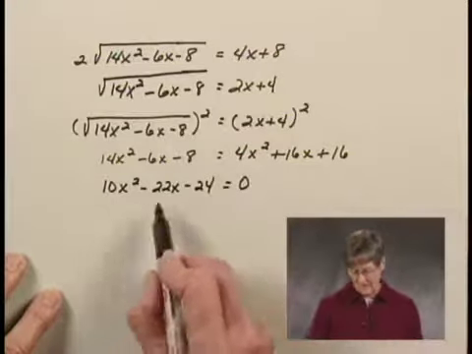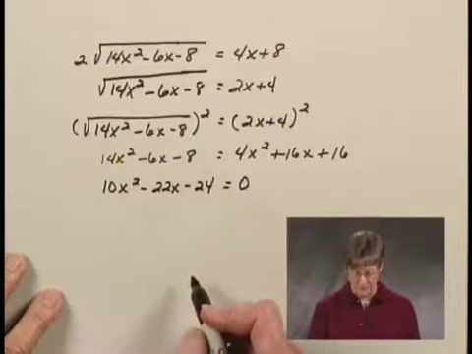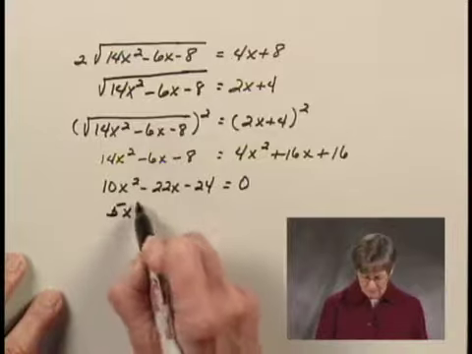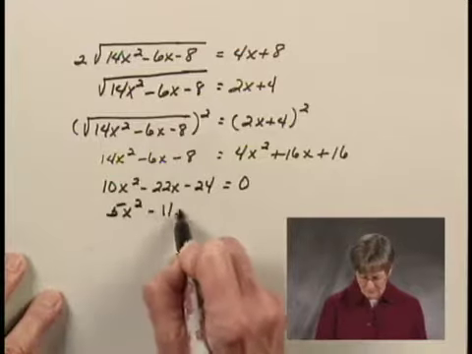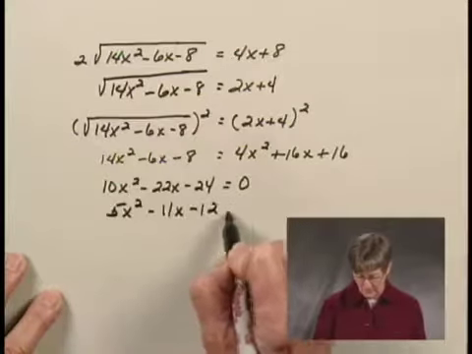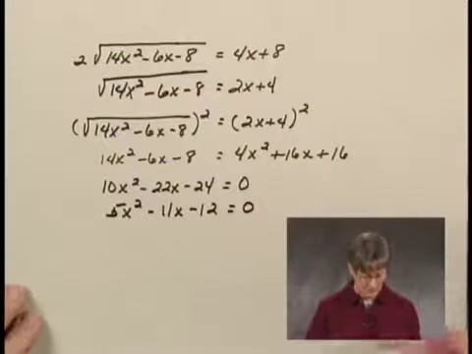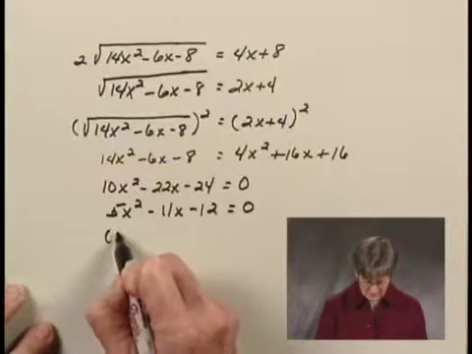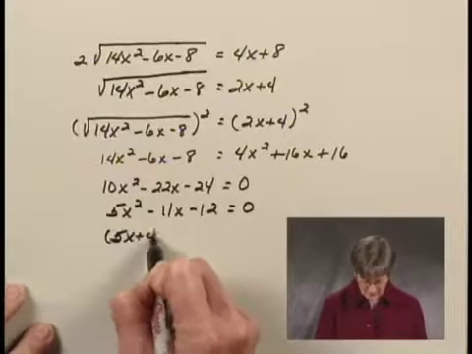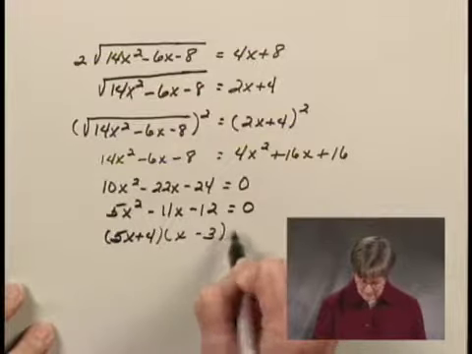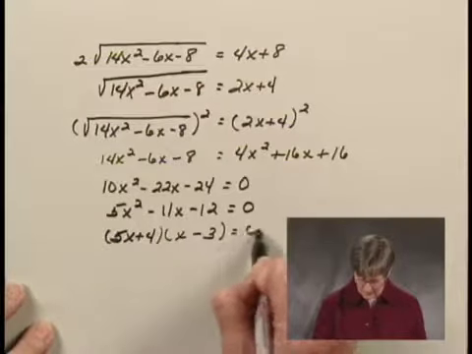Now again, I see that I've got a factor of 2 in each of these terms. Dividing each term by 2, I have 5x squared minus 11x minus 12, and that's equal to 0. And now we're ready to factor. I can factor this as 5x plus 4 times x minus 3, that's equal to 0.